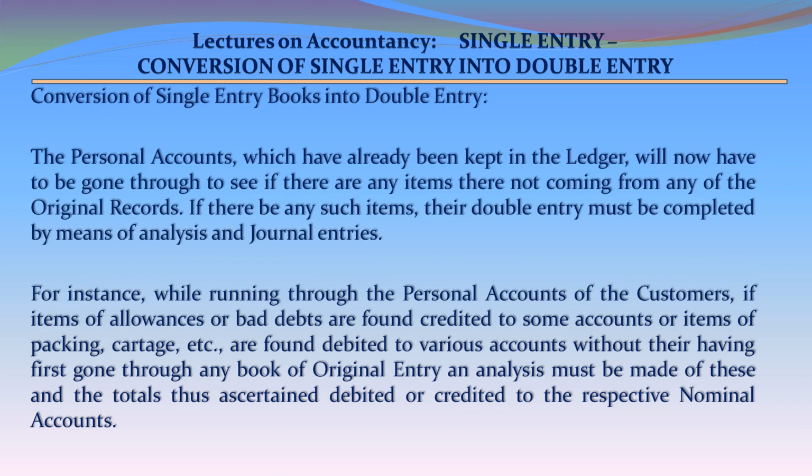The personal accounts which have already been kept in the ledger will now have to be gone through to see if there are any items that are not coming from any of the original records. If there be any such items, their double entry must be completed by means of analysis and journal entries. For instance, while running through the personal accounts of the customers, if items, allowances or bad debts are found credited to some accounts or items of packing, carriage, etc. are found debited to various accounts without their having first gone through any book of original entry, an analysis must be made of these and the totals thus ascertained debited or credited to the respective nominal accounts.